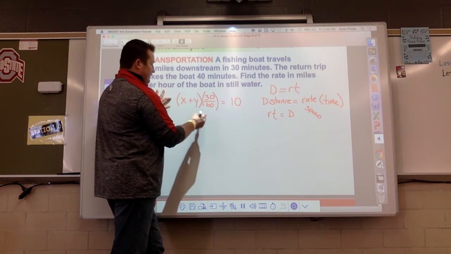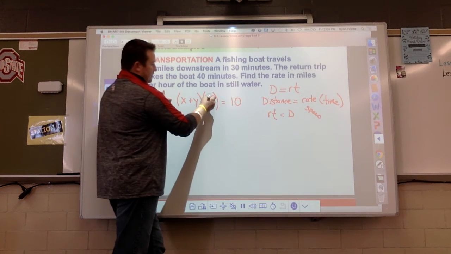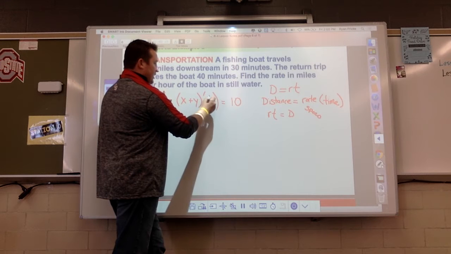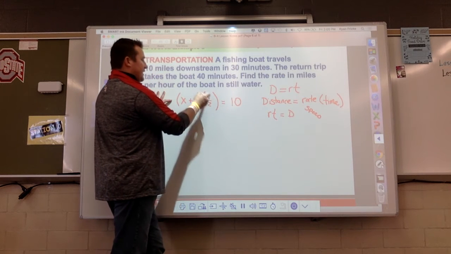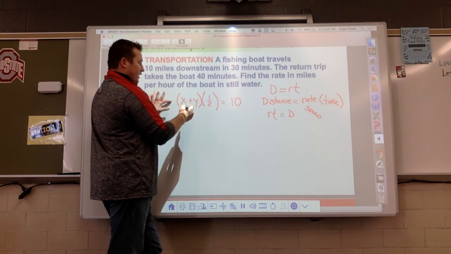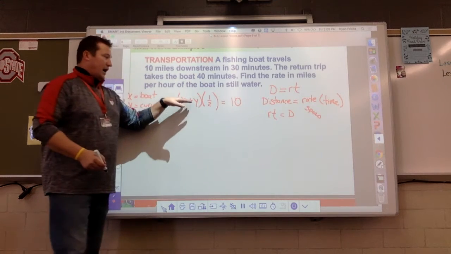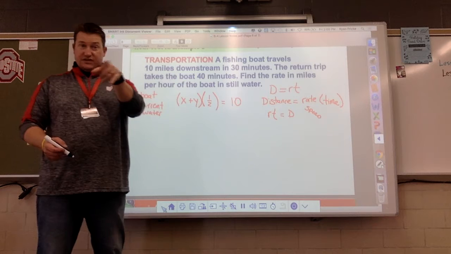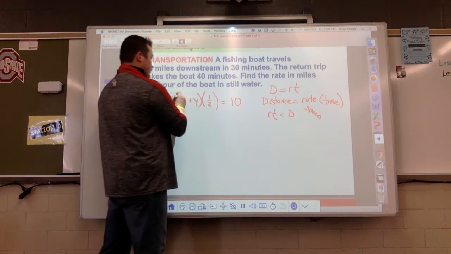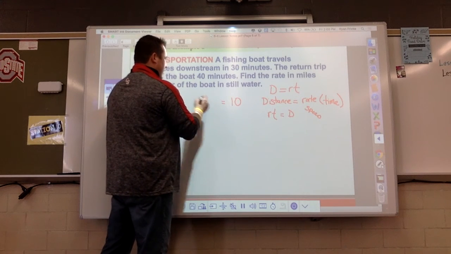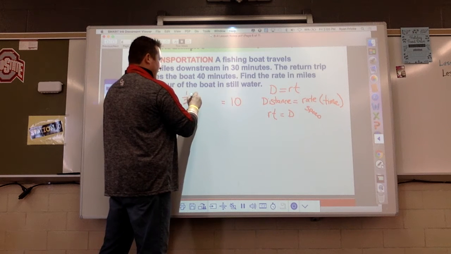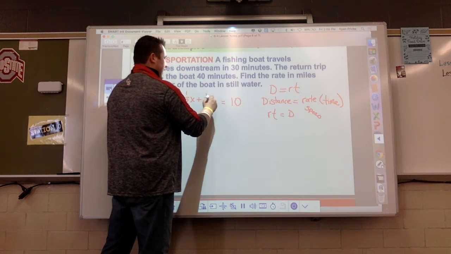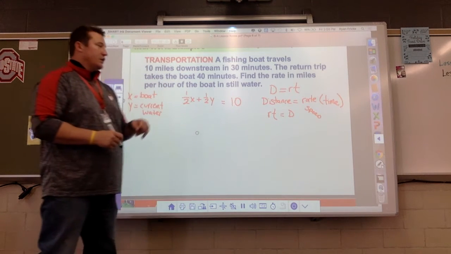If I just make this 1/2 right now, and then I distribute this in here, are you guys okay if I say 1/2 x plus 1/2 y equals 10? Is that good with you? Okay, good, because that's what we were going to do. I would write all this down, but I don't have tons of room. So 1/2 x plus 1/2 y equals 10.